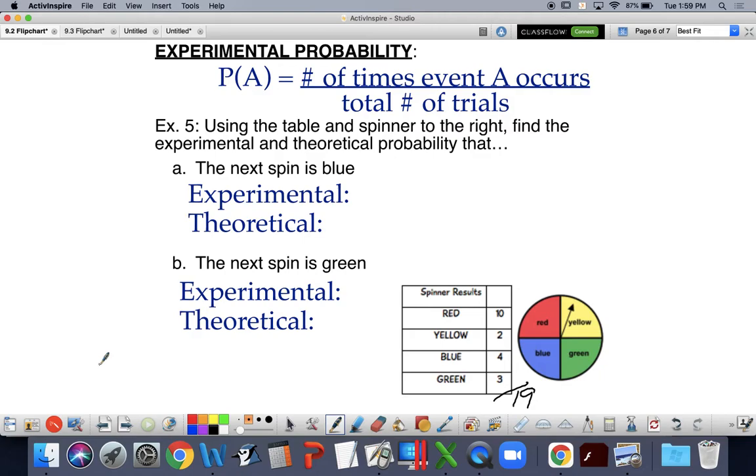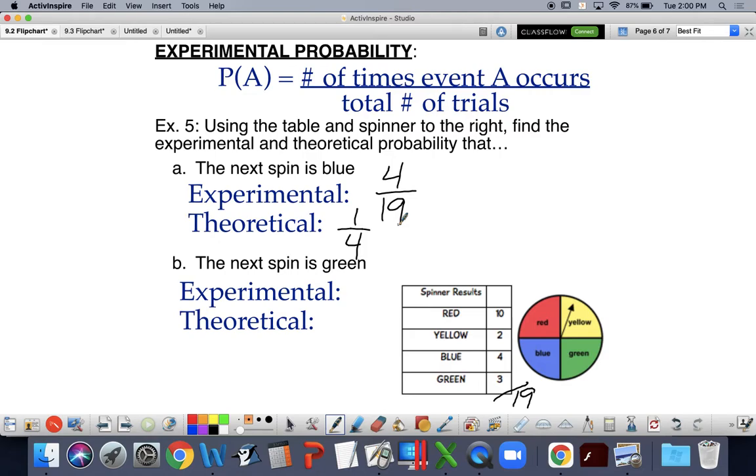So what is the theoretical? We'll just talk about theoretical. What's the theoretical probability that the next spin is blue? 1 out of 4, right? I've got 1 blue square out of 4 potential blue squares. So that's my theoretical probability. Now the experimental probability is how many times did we actually land on blue? 4. So it's 4 out of 19 spins. So I don't think of this as like the next spin. I don't add 1. I just take the data that is given to me and set up my fraction that way. So let's look at the next one.